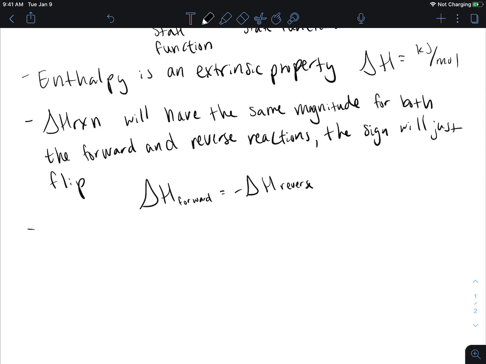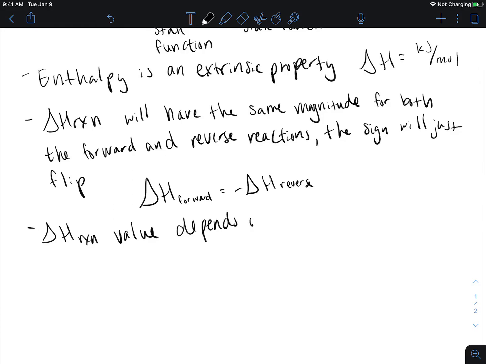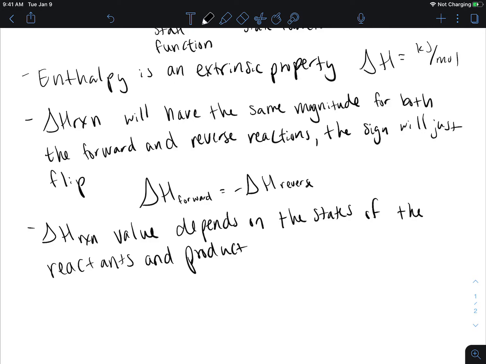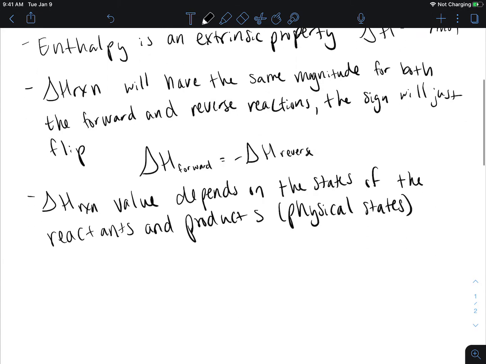And when we look at our delta H of our reaction, it will always depend on the state of the products and reactants. So the value of delta H depends on the states of the reactants and products, as in our physical states. So if you have a delta H value for a particular reaction, it'll generally show what states the reactants and products are in, and they have to be in those states for that delta H to be valid for that reaction.